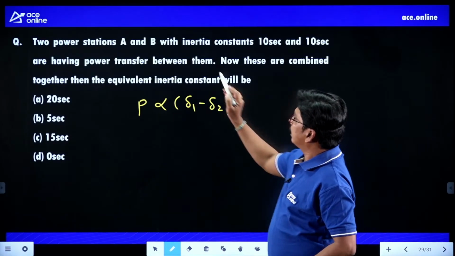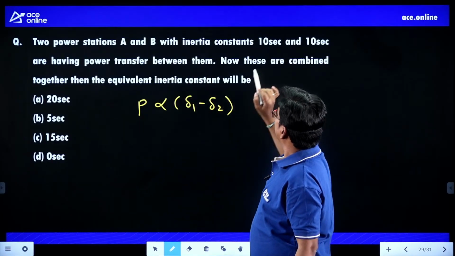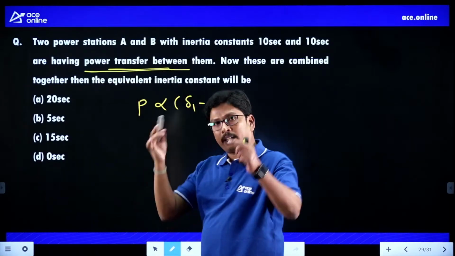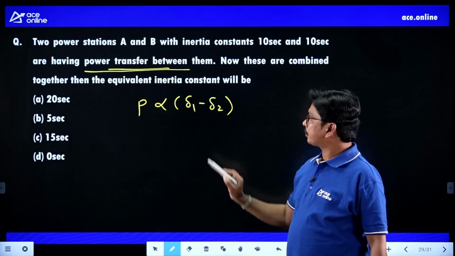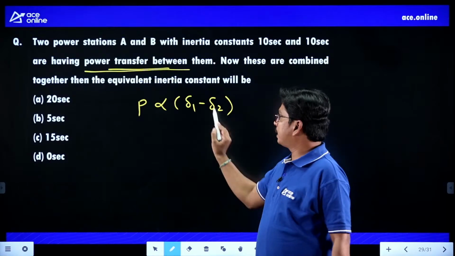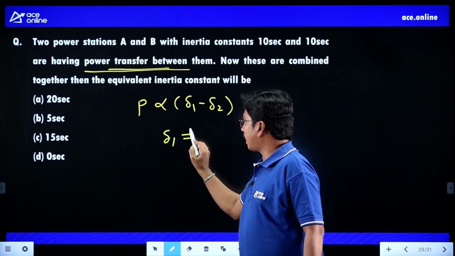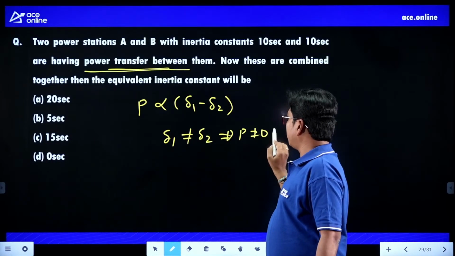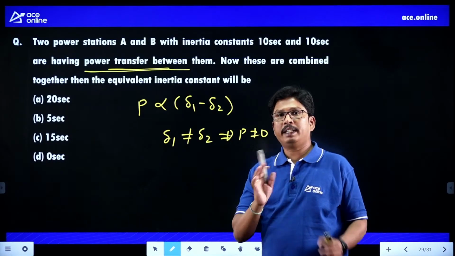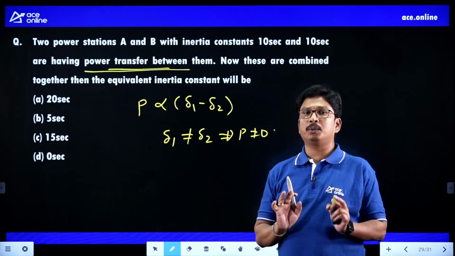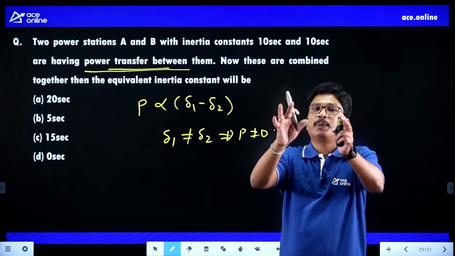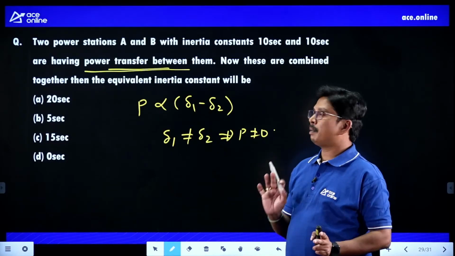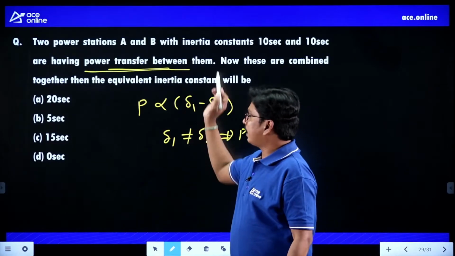They are saying that the two power stations A and B with 10 seconds are having power transfer between them. Power transfer exists, which means that P is not 0, which means that delta 1 is not equivalent to delta 2. Then P is not equivalent to 0. So when delta 1 is not equivalent to delta 2, the machines are said to be not swinging together.